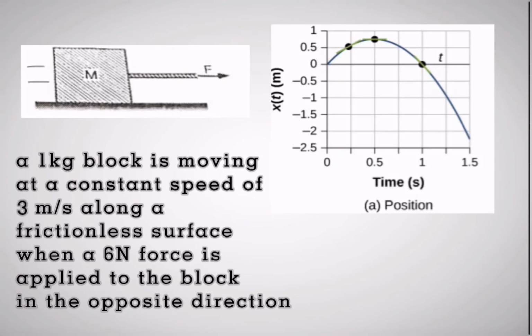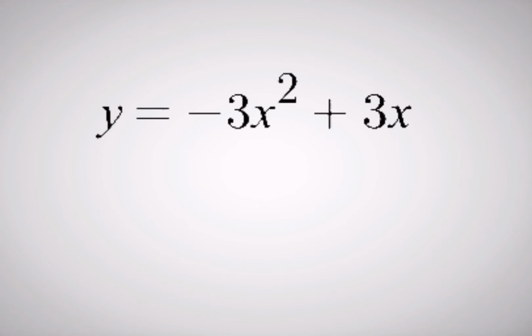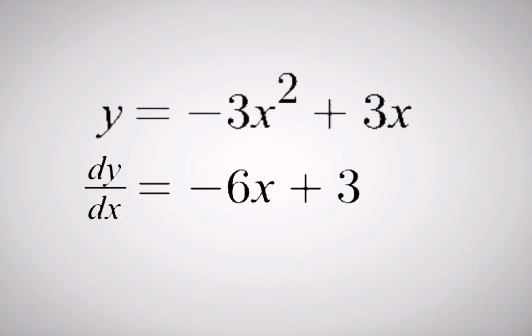Let's go back to our example problem. Because there is a constant force, we know that there is a constant non-zero acceleration. So our position graph is a parabola. Looking at the graph, we can find points and solve to find a function that represents the graph. Now that we have an equation for the position, we can take the derivative and get an equation for velocity. We can even derive it again to get the equation for acceleration.